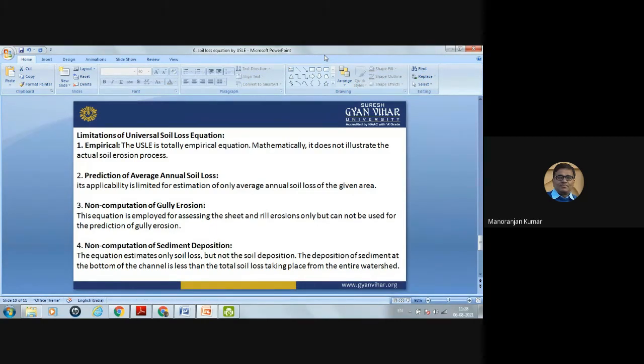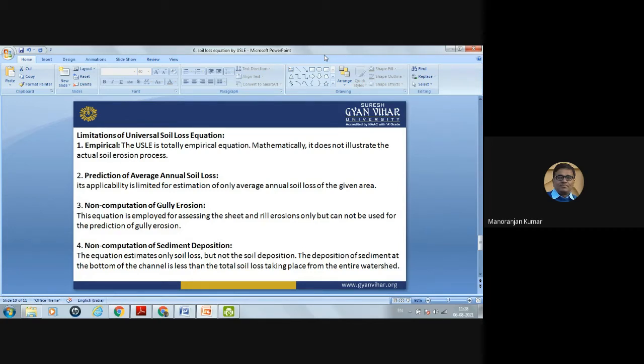Third is non-computation of gully erosion. This equation is employed for assessing sheet erosion and rill erosion, and it cannot be used for the prediction of gully erosion. So this is the disadvantage or limitation of this equation.